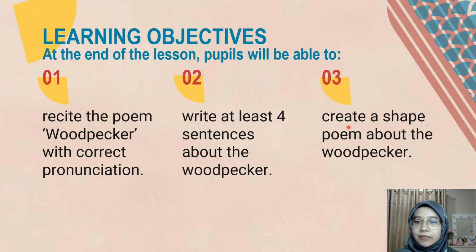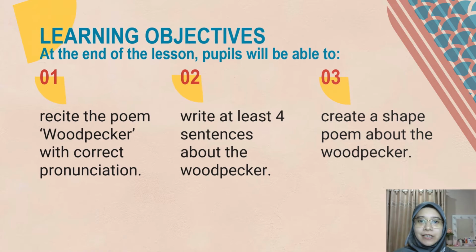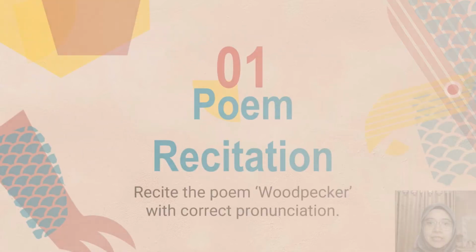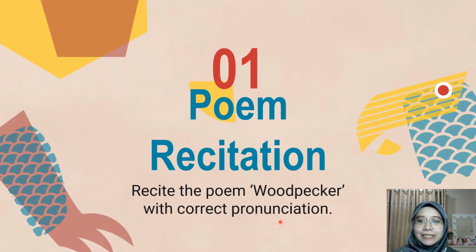Cipta ataupun bina satu shape poem, sajak bentuk mengenai woodpecker. Alright. So let's continue with the first activity, which is poem recitation. Recite the poem Woodpecker with correct pronunciation.